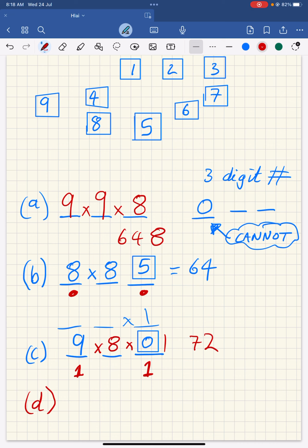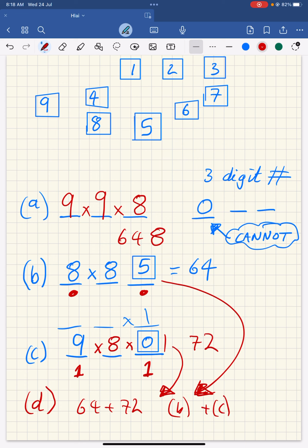And finally, part D asks how many 3-digit numbers are divisible by 5. Well, of course, divisible by 5 means that it ends in 5 or it ends in 0. So the total number of 3-digit numbers is 64 plus 72. It's basically your answer to B plus C. And that is 136. Hope that helps.